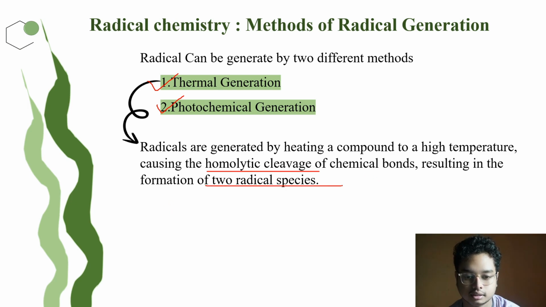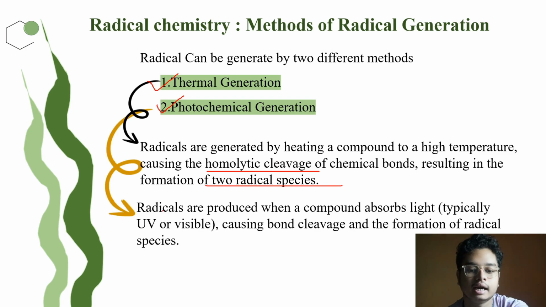This results in the formation of two radical species. In photochemical generation, the molecules are irradiated with UV light, and we all know that UV light has higher energy than other kinds of light. When the light energy matches or exceeds the bond dissociation energy of the molecule, the bond is broken and radicals are formed.